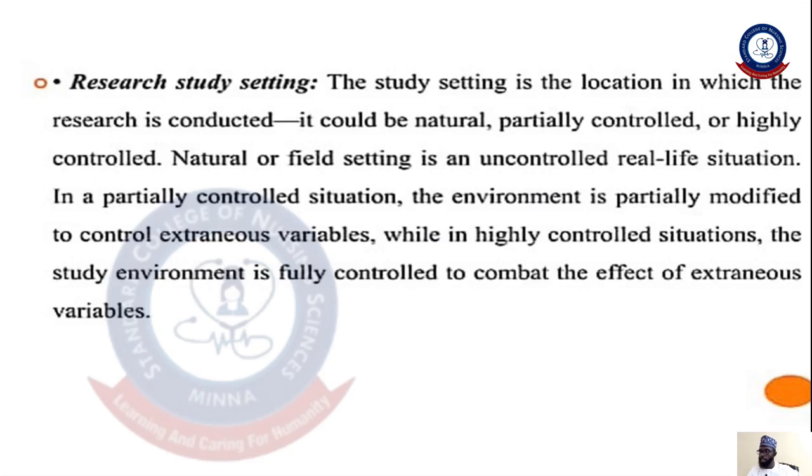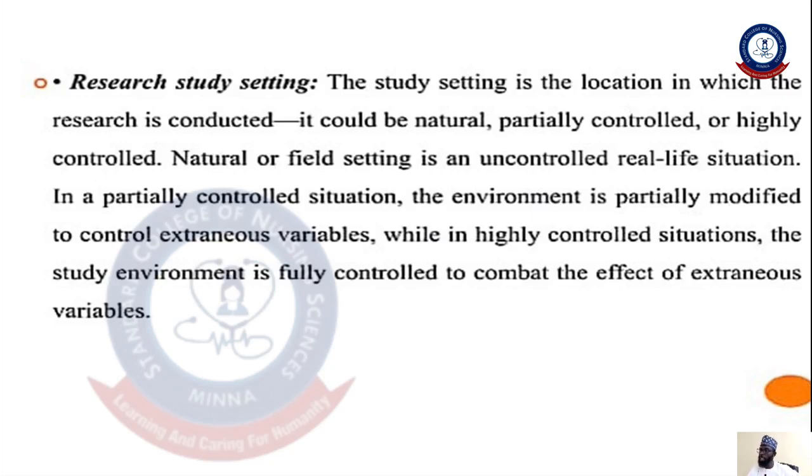The next one is research study setting. A study setting is the location in which research is conducted. That is simple. It could be natural, partially controlled, or highly controlled. Natural or field setting is an uncontrolled real life situation. In a partially controlled situation, the environment is partially modified to control extraneous variables. While in highly controlled situations, the study environment is fully controlled to combat the effect of extraneous variables.